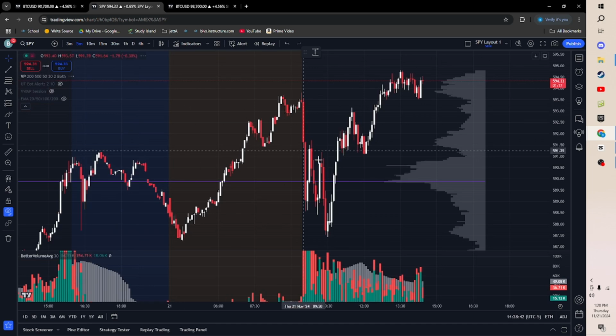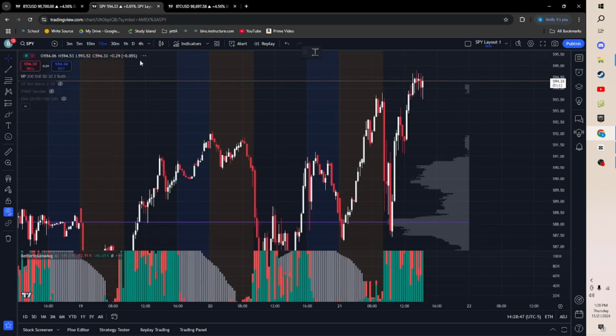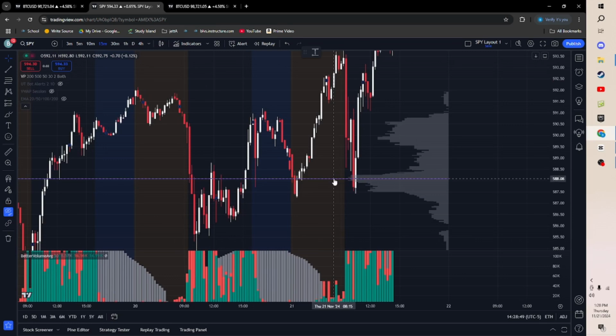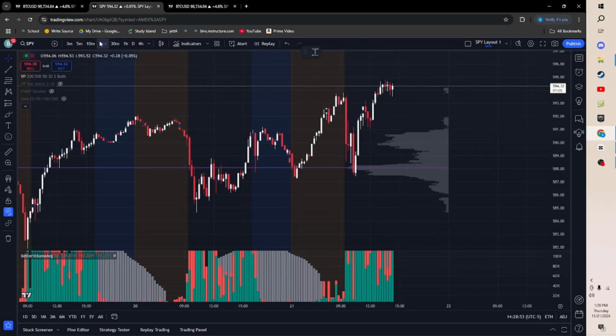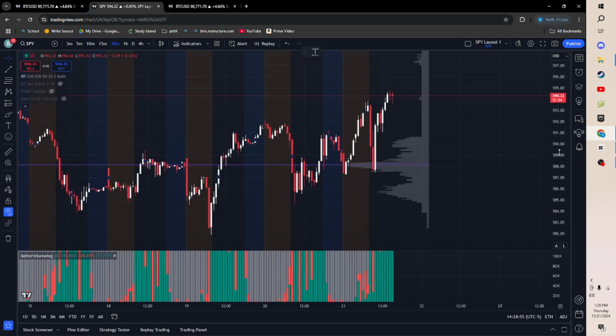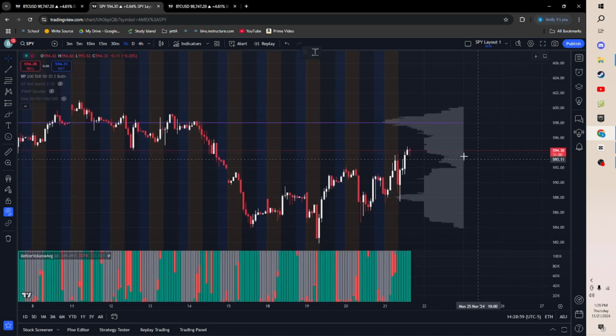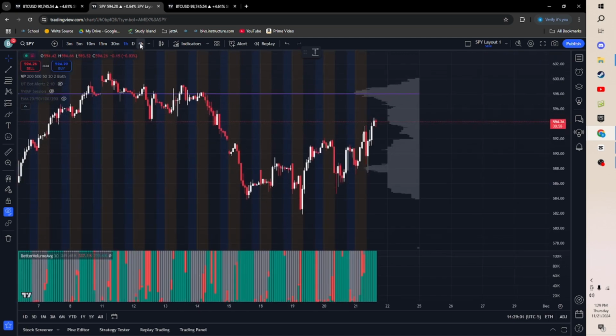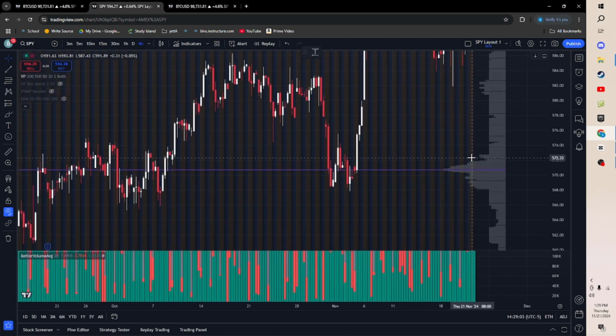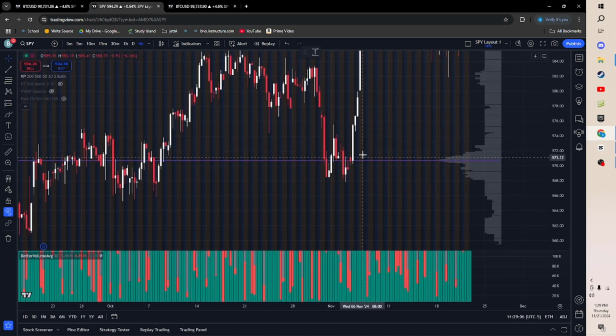If I go to the 5 minute, it's at 589.89. If I go to the 15 minute, it's all the way down here at 588.08. That's just an example, and I can show you all these different time frames really quick. There's a 30 minute, there's the 1 hour, it's up here on the 1 hour, and I go to the 4 hour, and it's all the way down here. Look at that rejection off the POC.